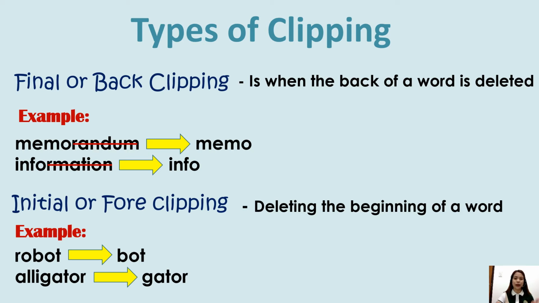Okay, so we have the second one, which is initial or fore clipping, deleting the beginning of a word. So, this process can be reversed. We have deleted the first two letters, RO, and we have the new clip word, bot, coming from the word robot. Same thing, we deleted ALLI, and we have the new clip word gator. Sometimes, we use this gator referring to alligator. Okay?